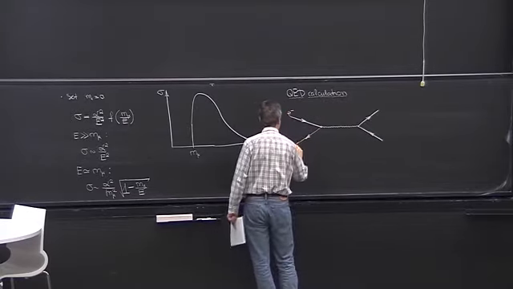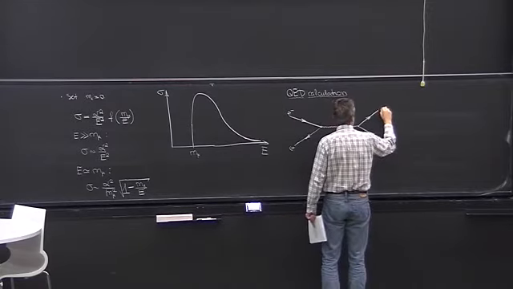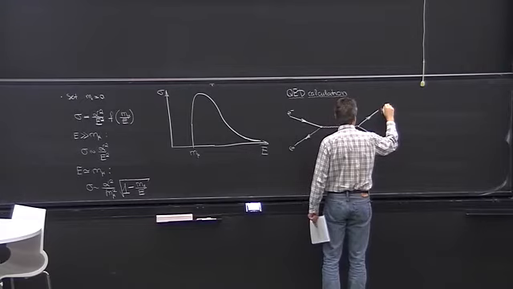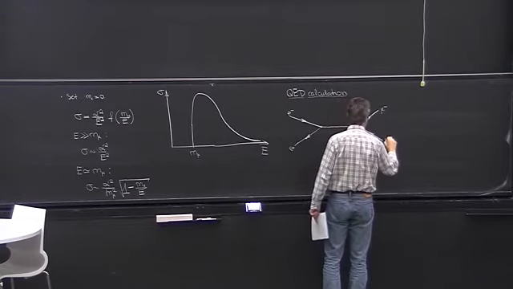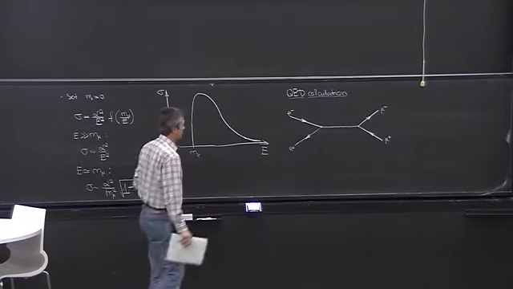This would be e minus, e plus, mu minus, mu plus, and they have the kinematics over there.